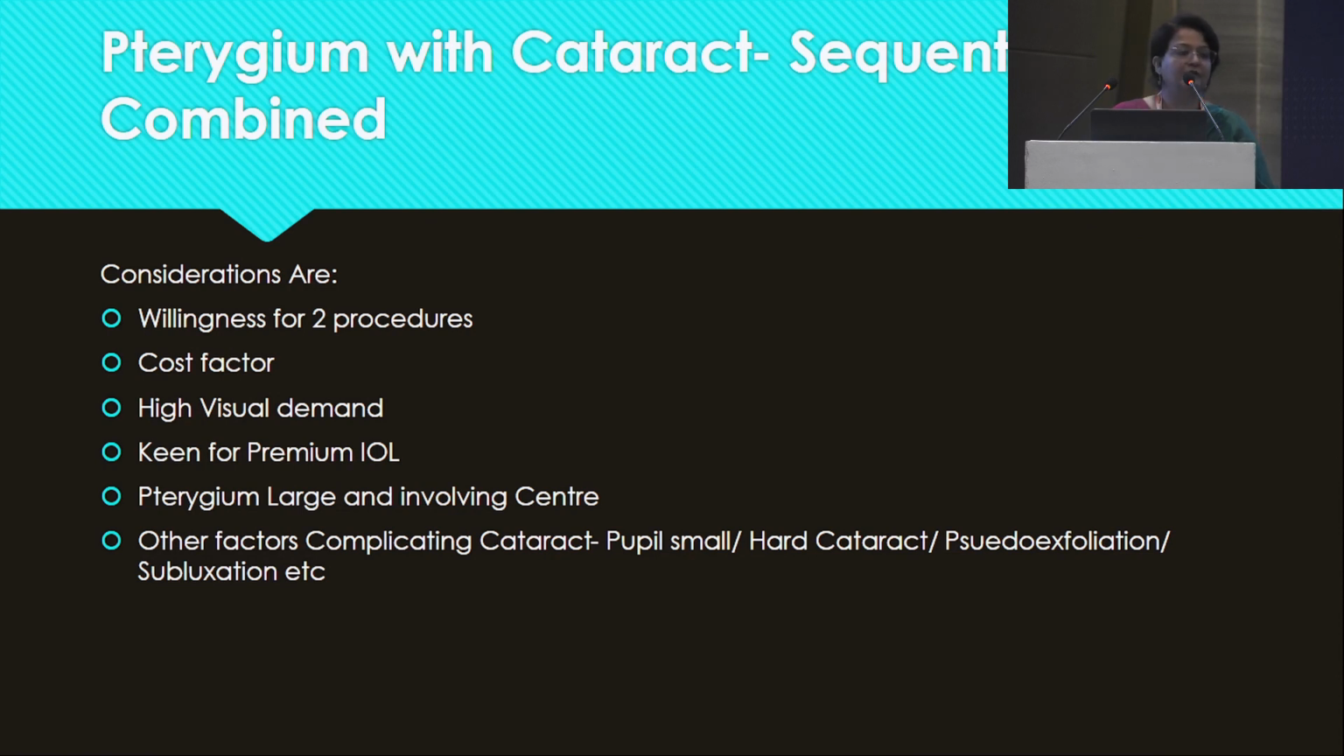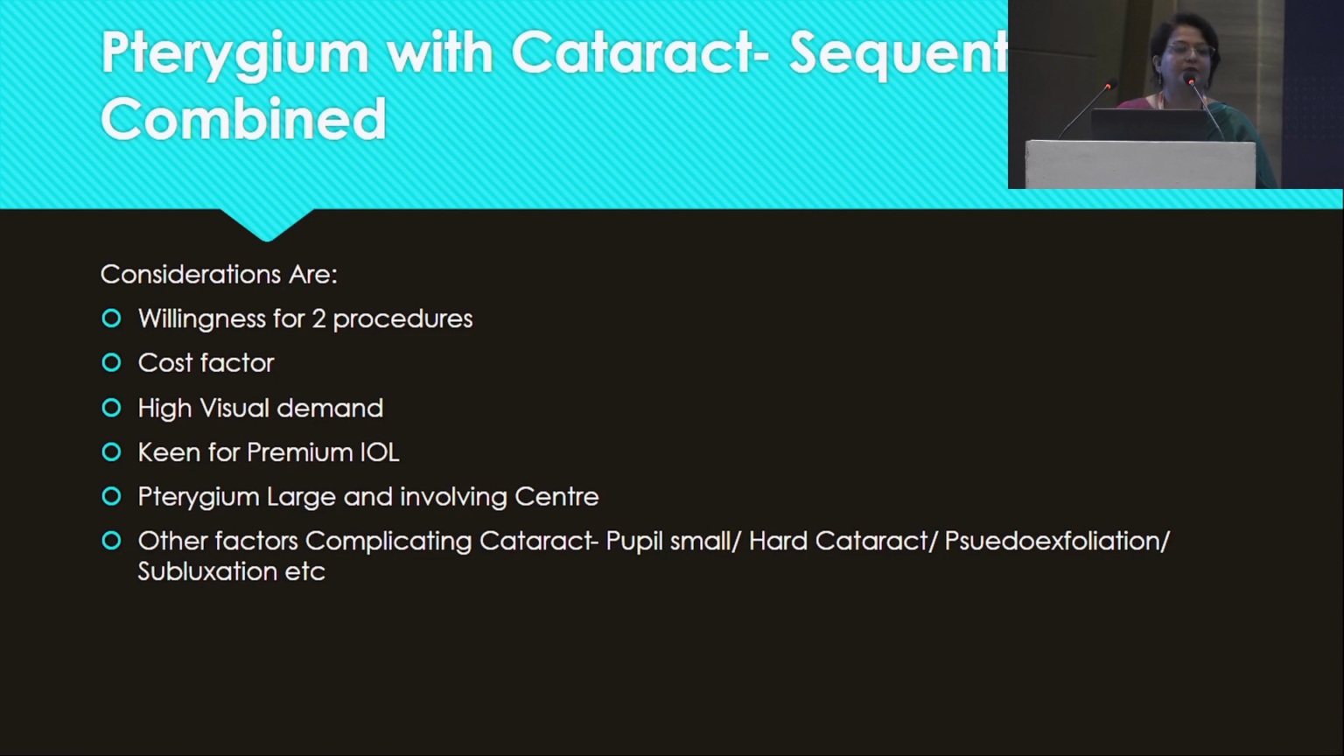Personally, I have not come across this situation because pterygium I have not seen in very high-end patients. They are usually there in the low socioeconomic group. But suppose, unfortunately, for some reason it occurs in a patient who can afford a premium IOL and wants a combined surgery, you have to be very careful because IOL calculation may not be so accurate. If the pterygium is large and involving the center, of course, better plan it as a sequential surgery rather than a combined surgery. And look at the cataract surgery itself.